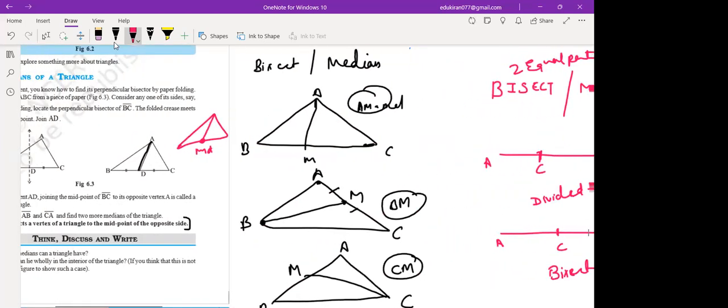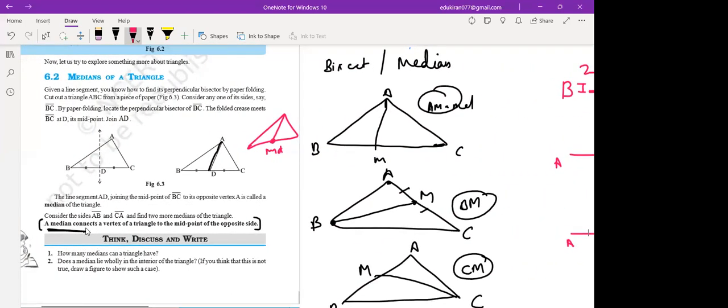So you will first write median of a triangle. Then you will write this: a median is this. And then you will draw this. Over here, AM is the median. Over here, BM is the median. And over here, MC is the median. Okay? Okay, ma'am.